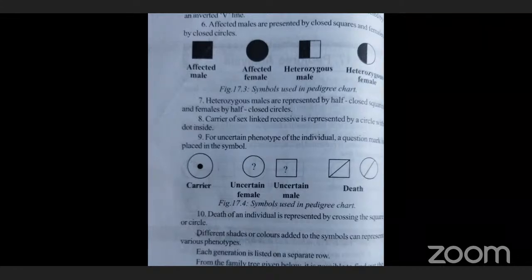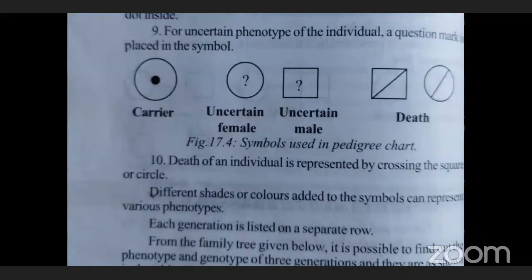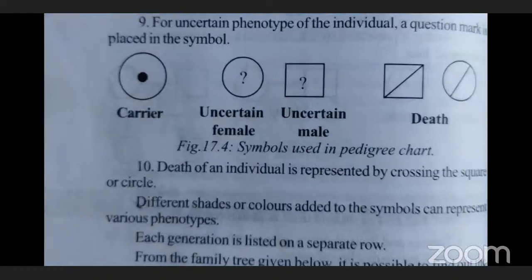Here, the carrier of a sex-linked recessive trait is represented by a circle with a dot inside. The round circle means female, as you know very well. A small, fully shaded dot means that person is affected, whether male or female. That means she's a carrier.